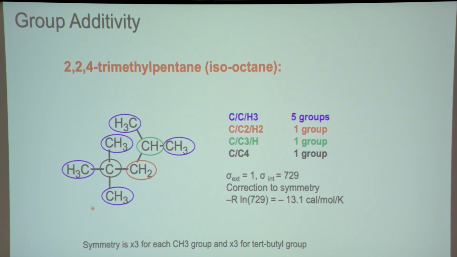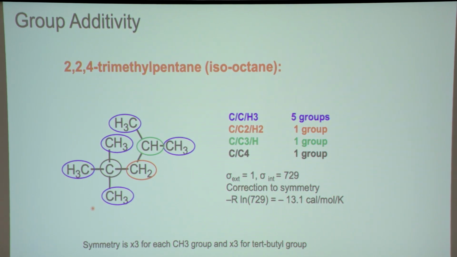Well, first, you can see you have a bunch of methyl groups, CH3 groups. We have 5 of those in the blue. So a carbon which is bonded to a carbon and bonded to 3 hydrogens. That's called a methyl group. We have 5 of those groups, so we write down 5 groups of methyl.